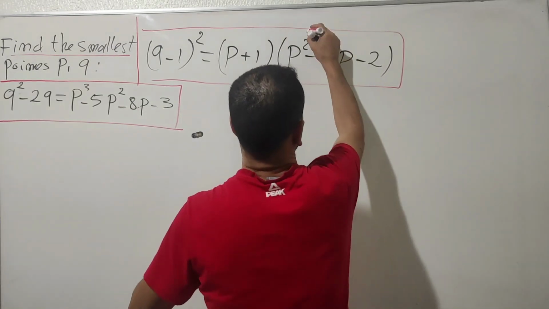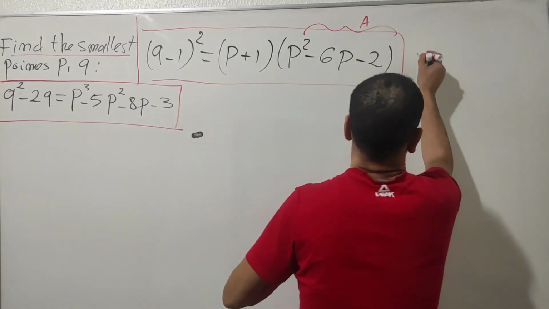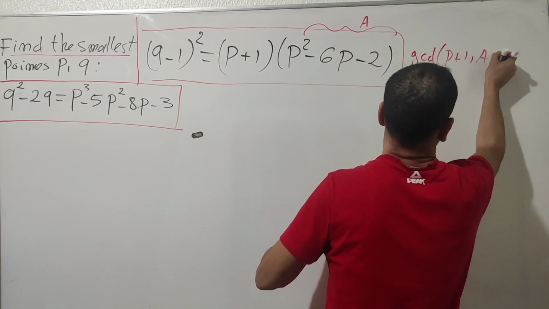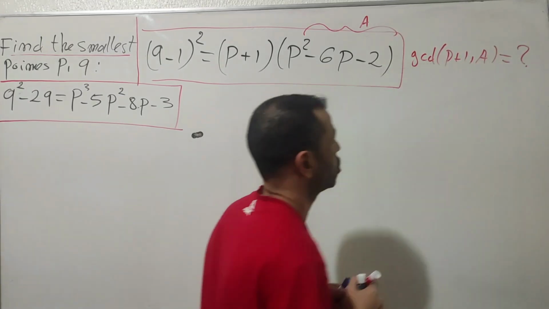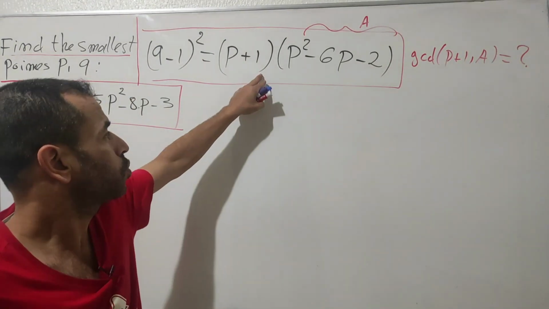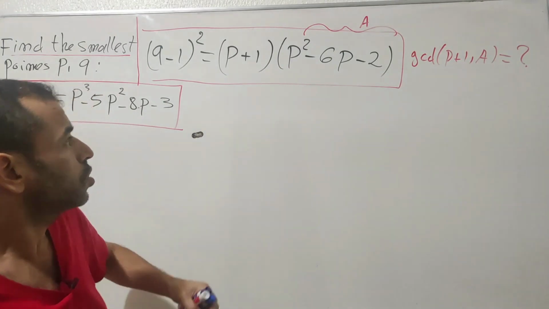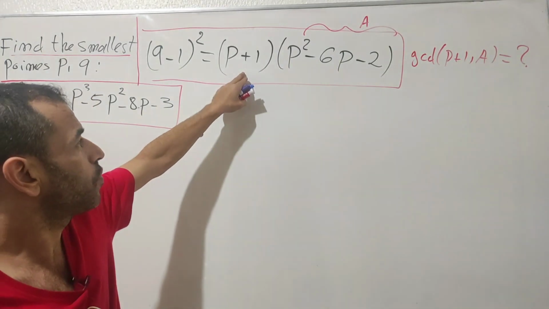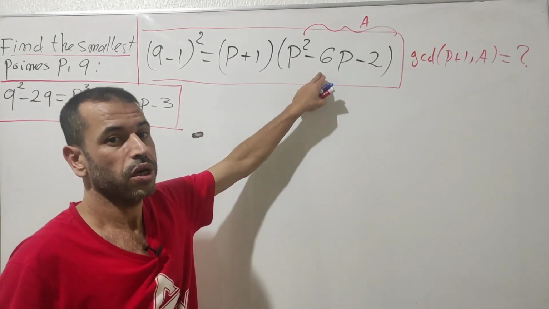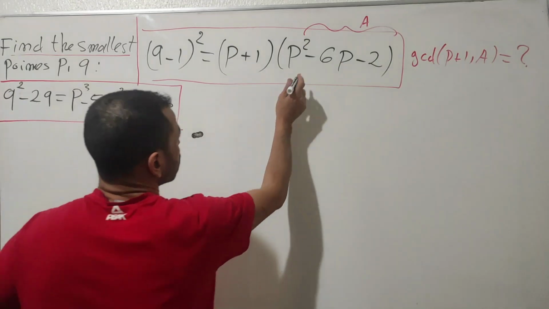Let's call this one capital A. Now we need to check the GCD of p plus 1 and capital A. What's the GCD? In order to determine the GCD, I'm going to use a nice trick. If I add a multiple of p plus 1 to both sides, the GCD is not going to change. So let's do that.